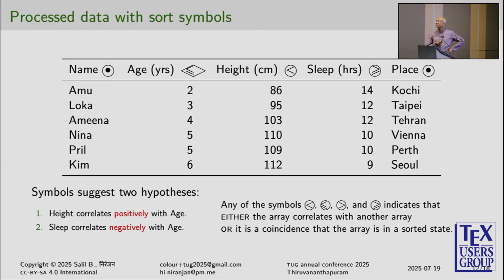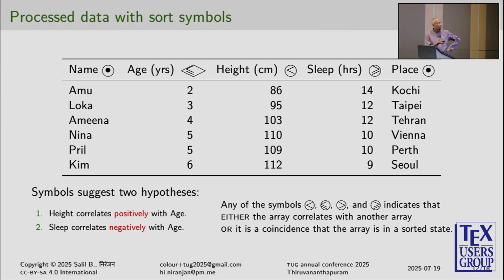Why did that happen? It happened because height correlates with age. So if we sort one array, we can get another array sorted. The other thing is that we notice that the column for place is not sorted. So probably age and place are not related, not correlated.